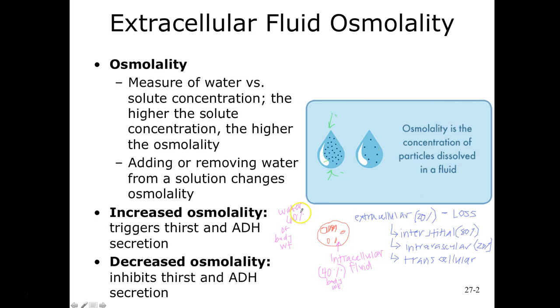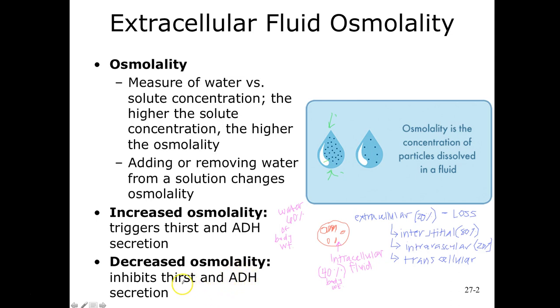So now that we've got where these fluids are coming from, let's talk about what happens when we increase or decrease the osmolality within them. If we have increased osmolality, our body is going to trigger thirst from the hypothalamus and start to secrete ADH, the antidiuretic hormone. By the way, I think I forgot to mention this in the urinary system: this is also called vasopressin, and we'll talk about that more in our endocrine lecture next quarter. And then for decreased osmolality, of course, we're going to inhibit our thirst and also inhibit our ADH secretion.